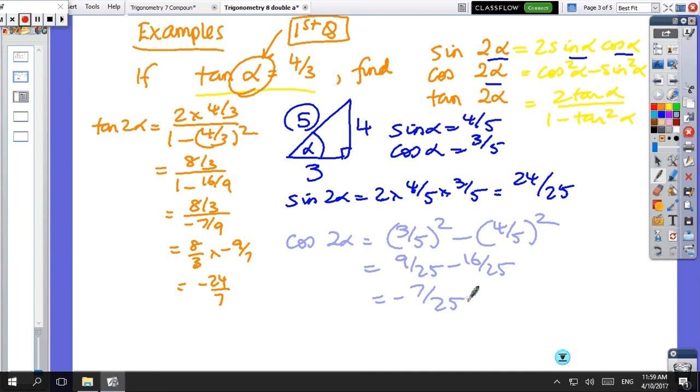Okay, so with these sort of ones, you need to draw a triangle and then use the relationships that we know. Okay, come across when you're ready.